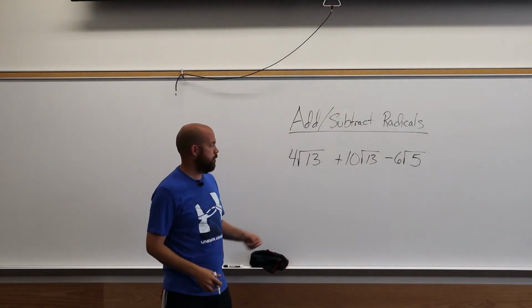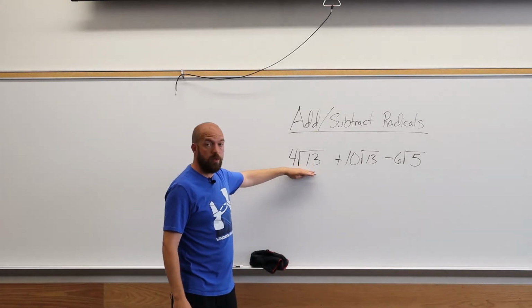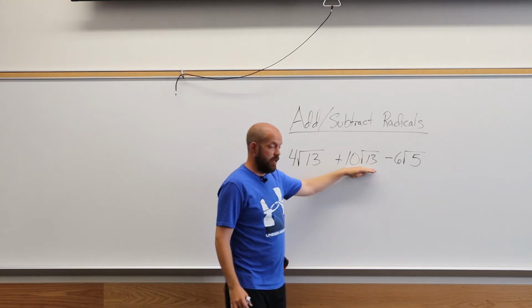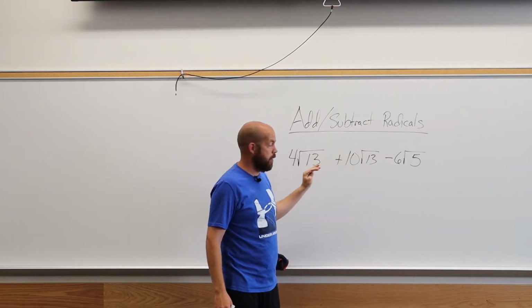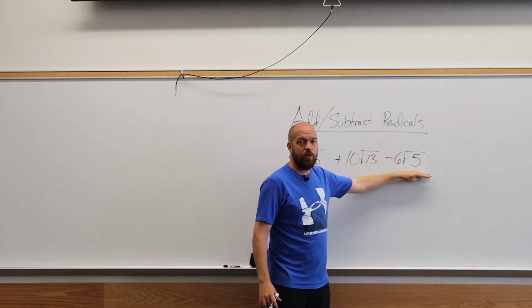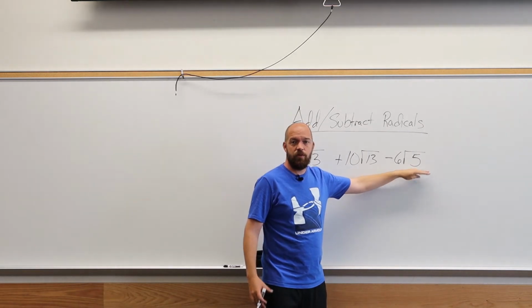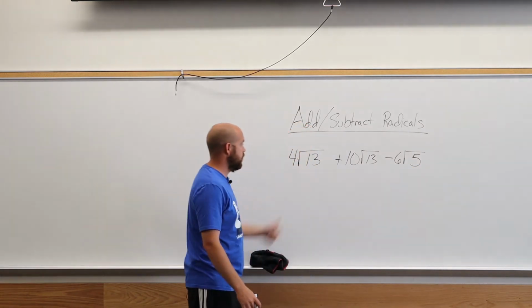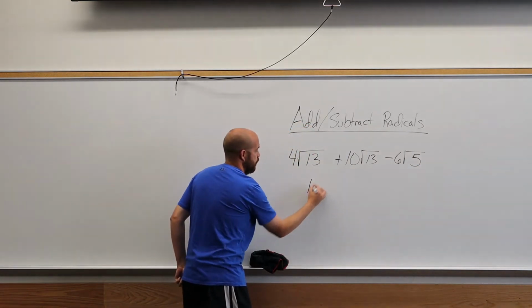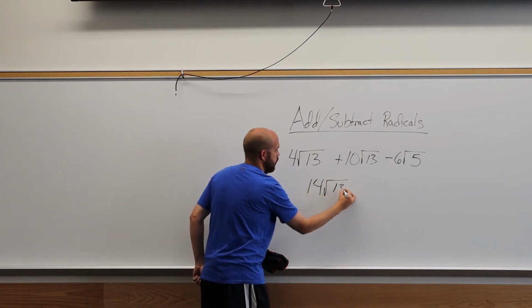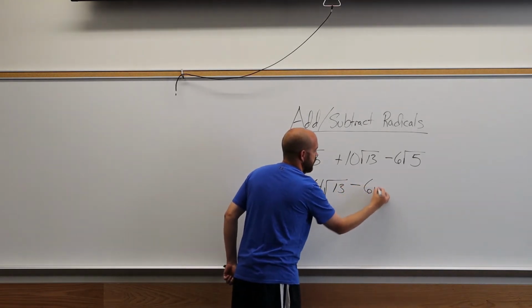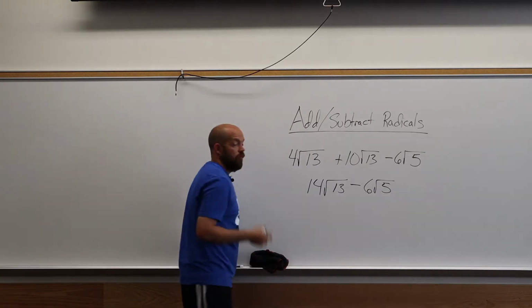Okay, keeping it pretty simple, pretty similar. I've got 4 square roots of 13 plus 10 square roots of 13. Those are like terms. I'm able to combine those. Minus 6 square roots of 5. That is not a like term, so I cannot combine that together with these first two. So total, I have 14 square roots of 13 minus 6 square roots of 5.